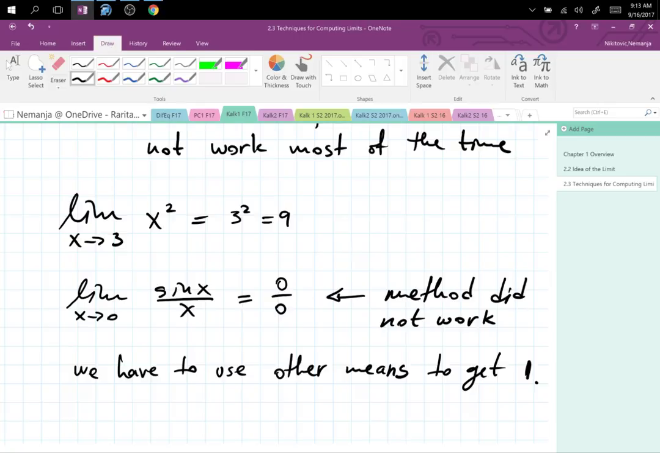What do you use? Well, for now, we are going to use factoring from algebra, rationalizing if it includes square roots, adding fractions, and a whole bunch of other things that algebra would permit us to use. So let's see a few of these examples.